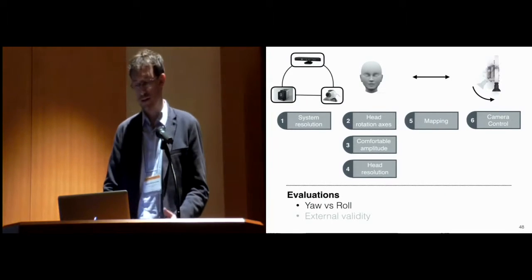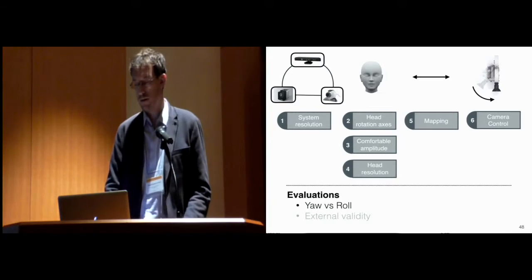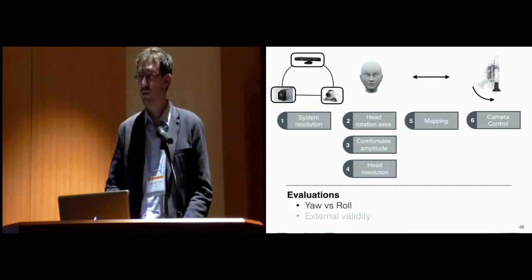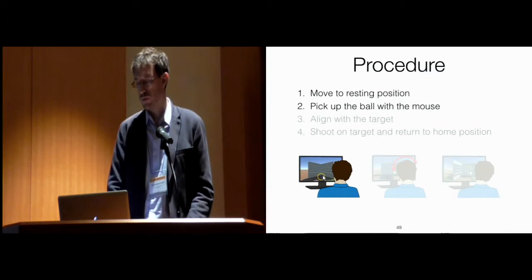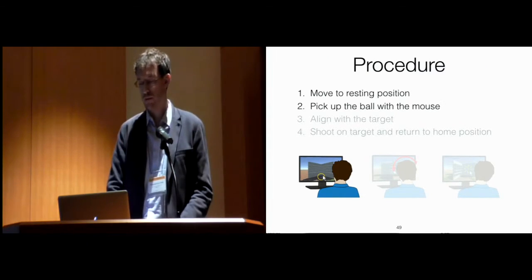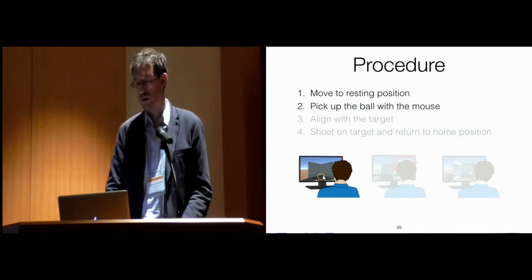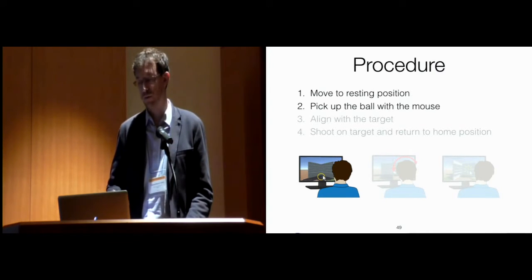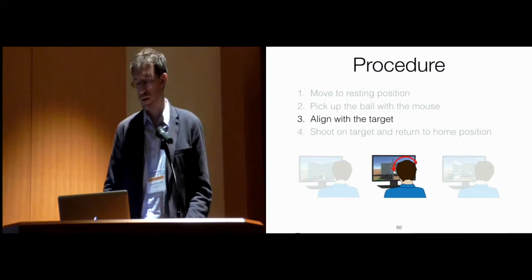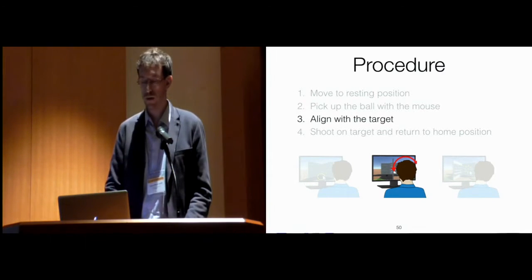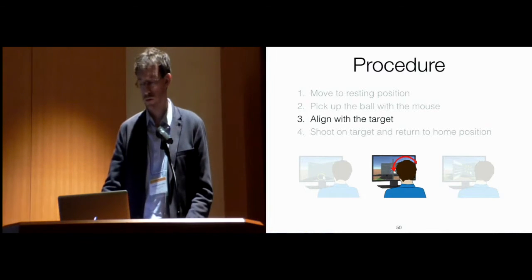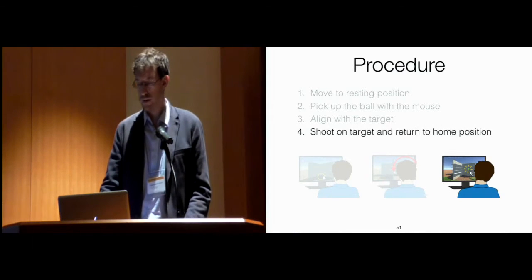So what we did next is to compare both of these techniques. It was kind of a docking task. First the user moves to the resting position, then picks up an object on the ground. Here it was a ball. They would pick it up with the mouse. Then they would align with the target in the scene using the technique that we defined, either on the yaw or on the roll. And then they would shoot at the target and return to home position.